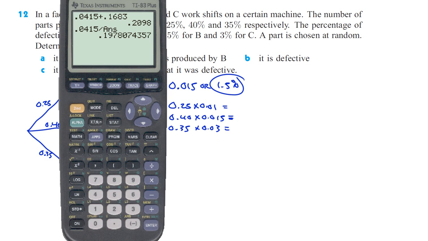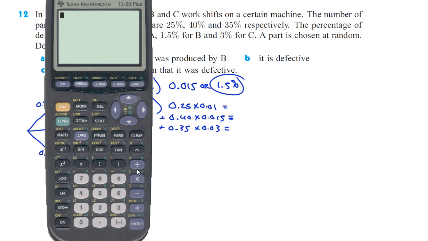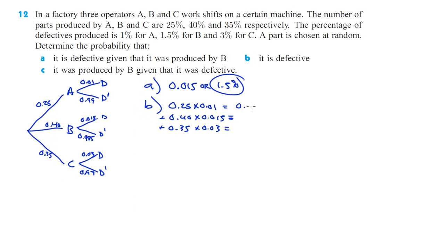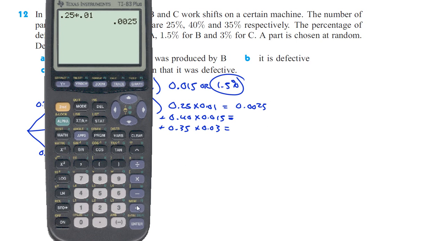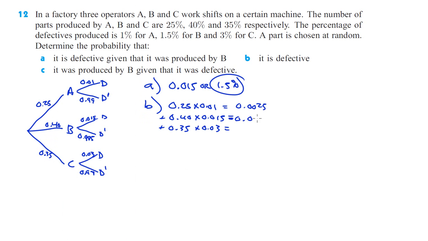Right, so we've got to calculate those three out and see what we get. We've got 0.25 times 0.01, which is 0.0025. Right, and then we've got 0.4 times 0.015, which is 0.006.